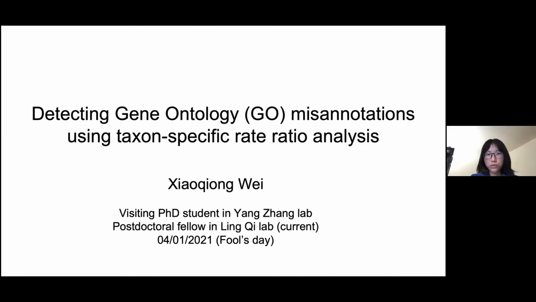Hello, my name is Xiaoqiong Wei. I'm so happy to present my work about detecting gene ontology misannotations using taxon-specific ratio analysis.